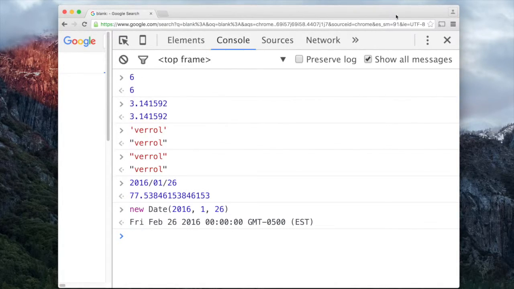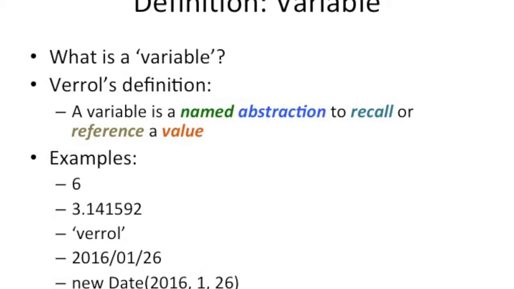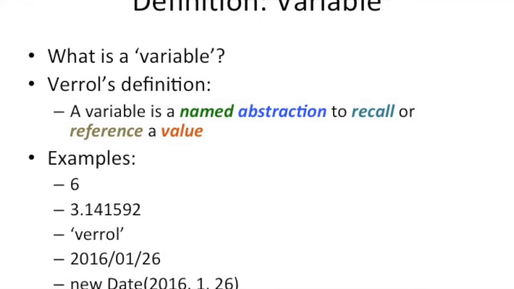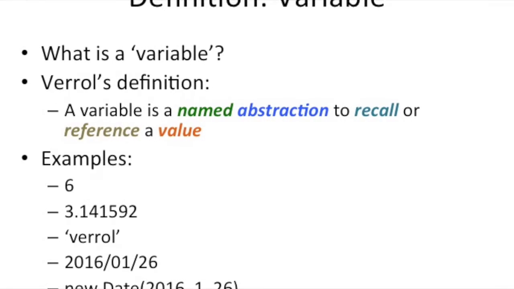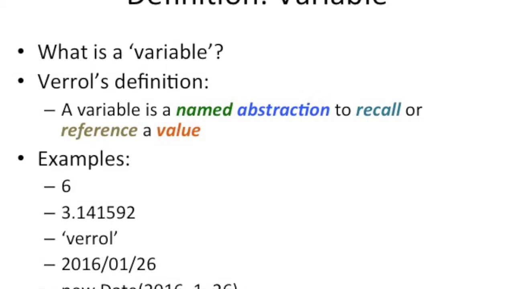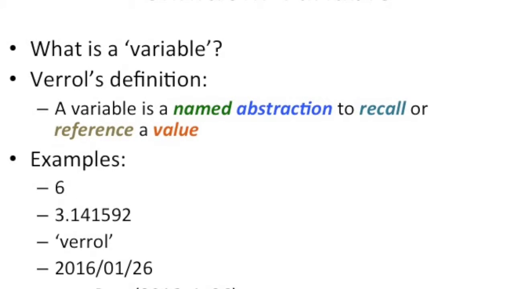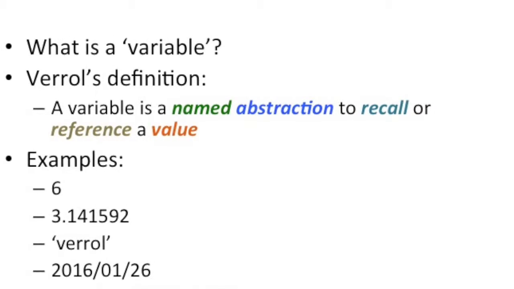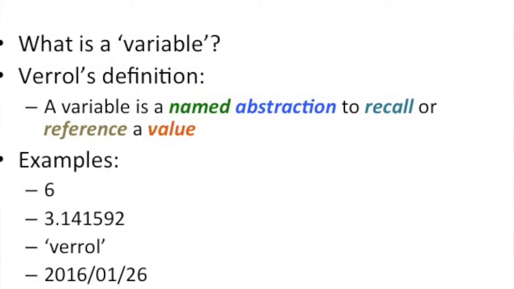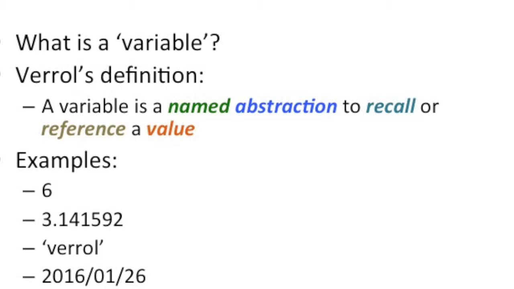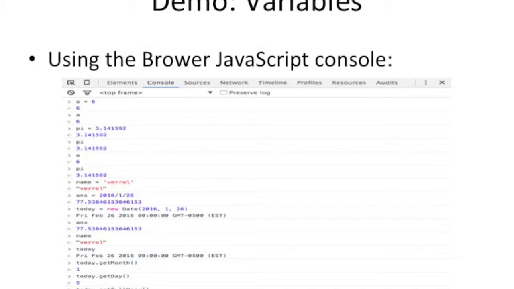All right, and that is it for values. Okay, so let's talk about variables now. And again, this is my definition. I'm going to say that a variable is a named abstraction, right? Some abstraction you can attach a name to recall or reference a value. Now remember what a value is. A value is an abstraction to represent a computed result. So what I'm saying here now is once you have a computed result, you can attach a name to it. And with that name, that abstract name, you can recall or reference that value.